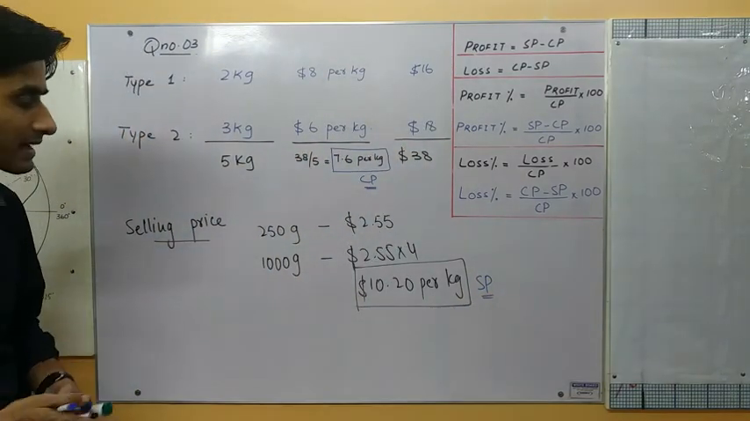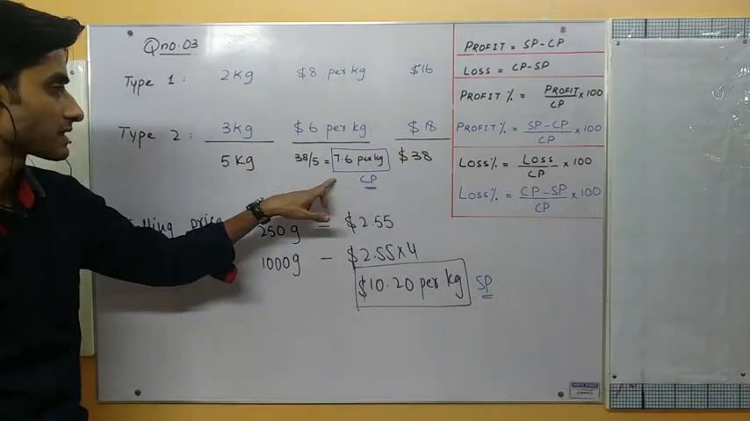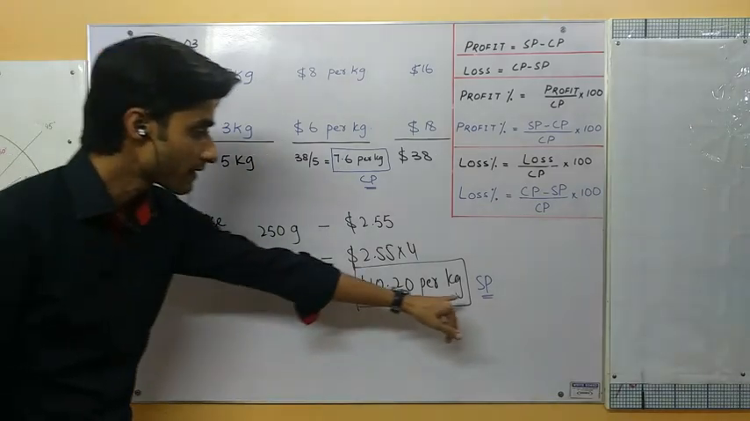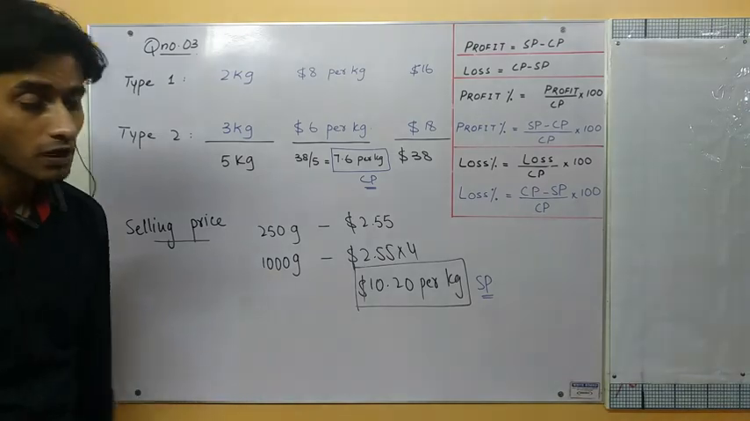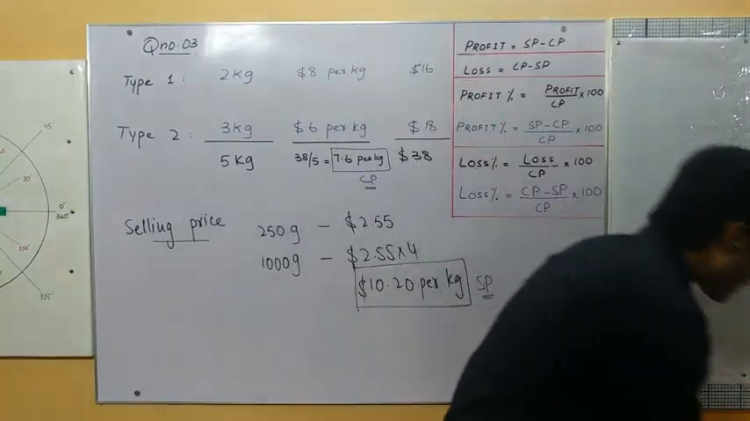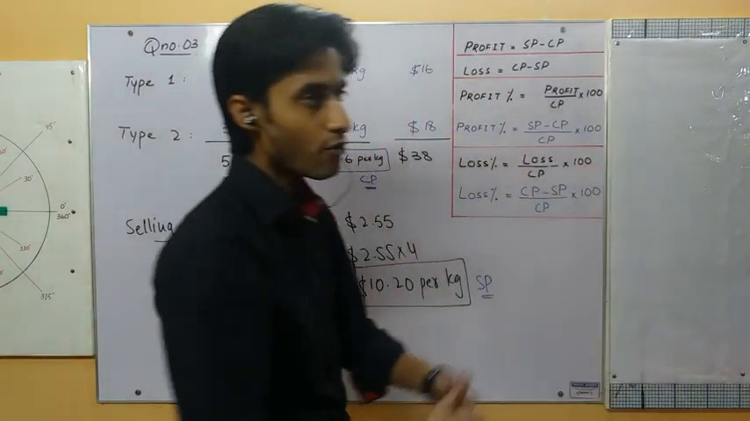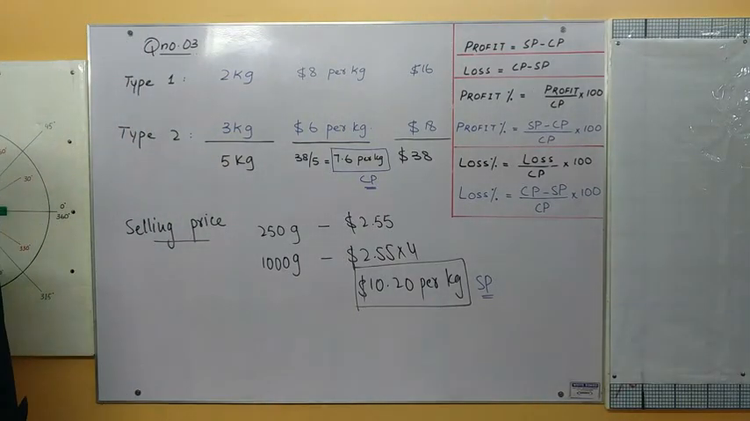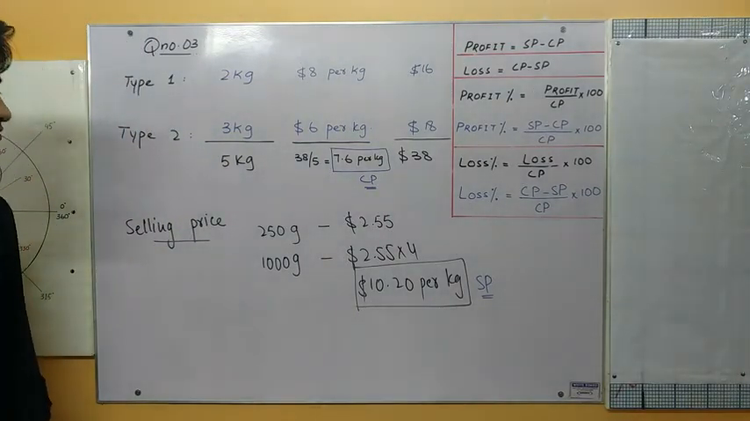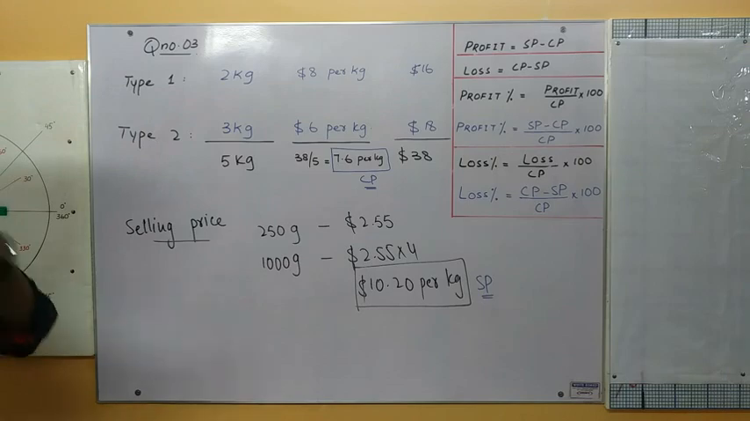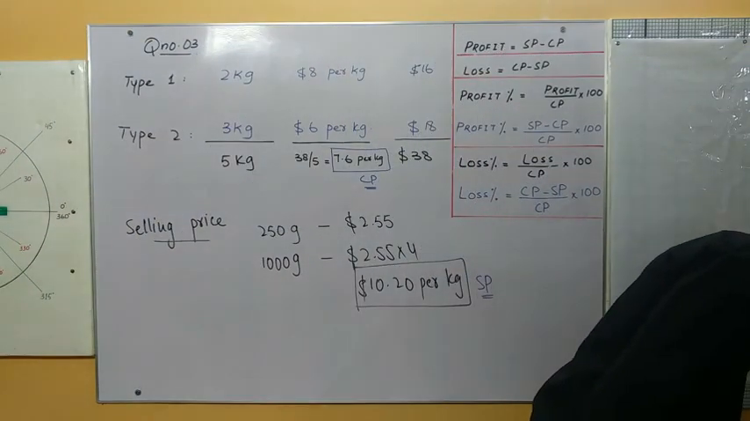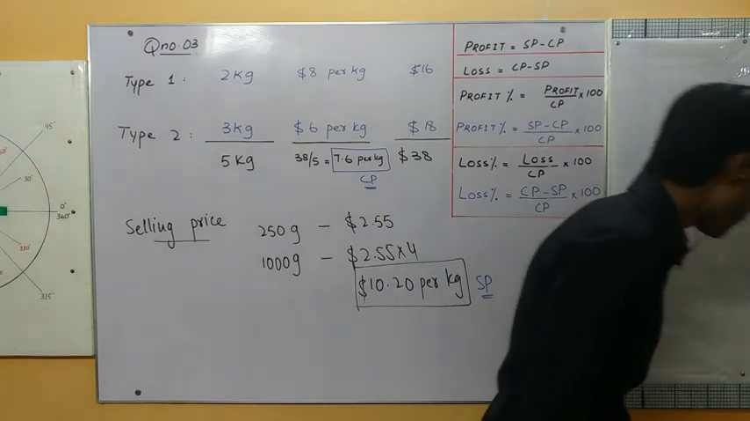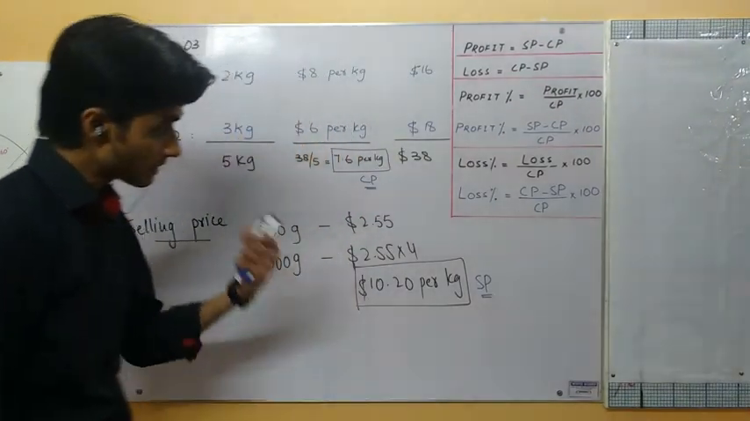So the cost price of the butter that he is selling is $7.6 per kg, and the selling price that he now has is $10.20 per kg. So now I have found out the cost price of that butter per kg, I have found out the selling price of that butter per kg, and I need to find out the profit as a percentage of the selling price. Express the profit as a percentage of his selling price.